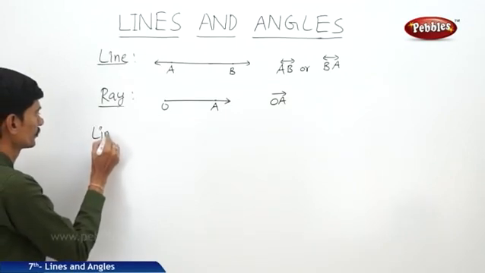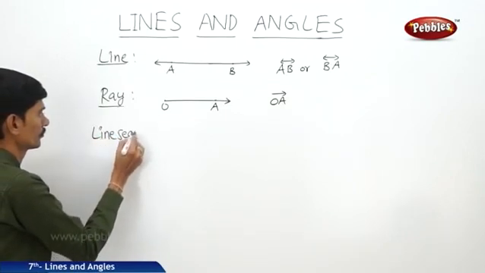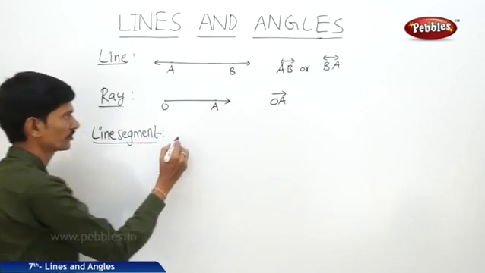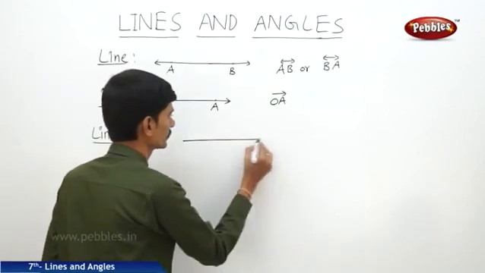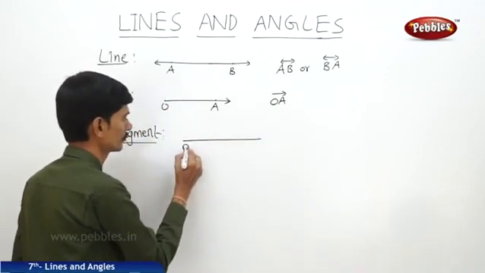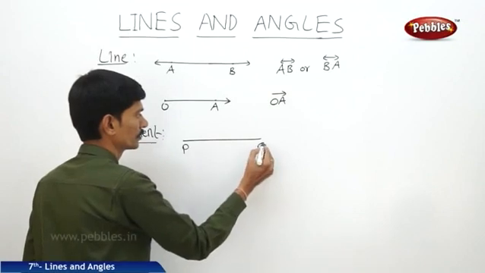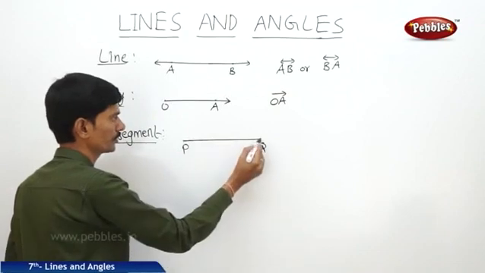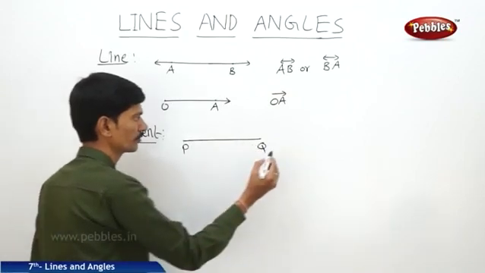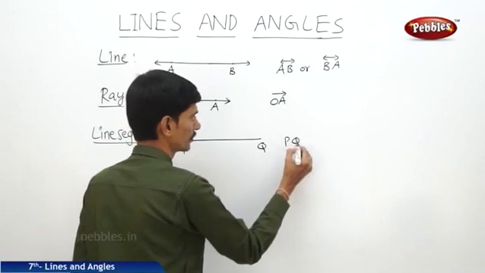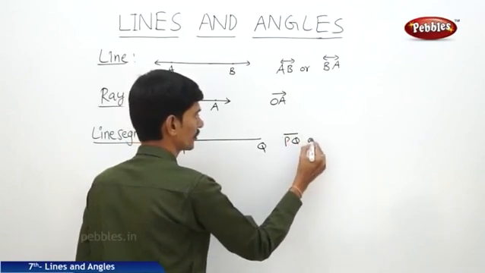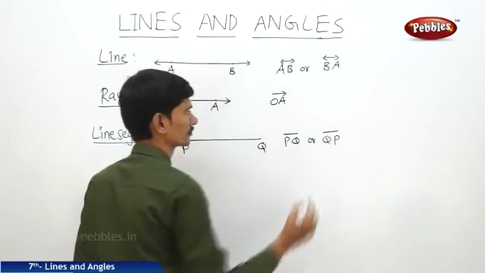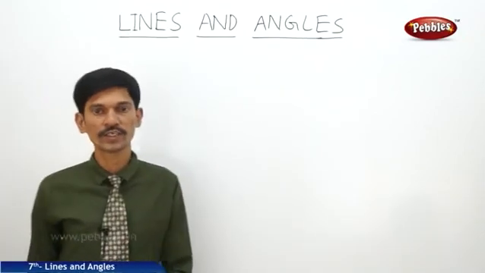Now line segment. What is a line segment? This is also a part of the line and it has 2 endpoints and it cannot be extended on either side. A line segment can be represented as PQ line segment or QP line segment.